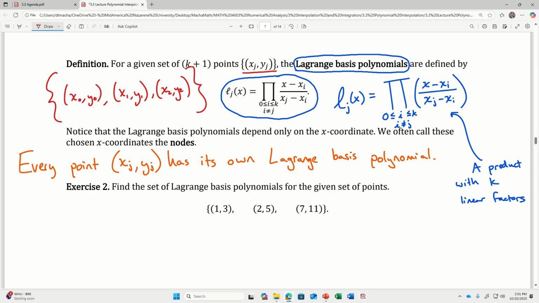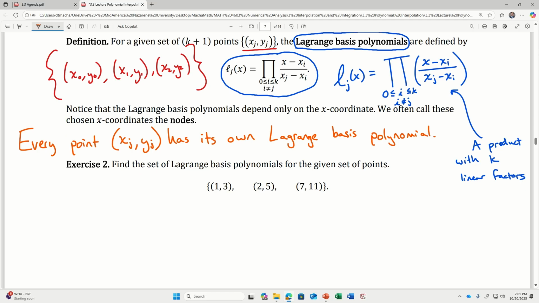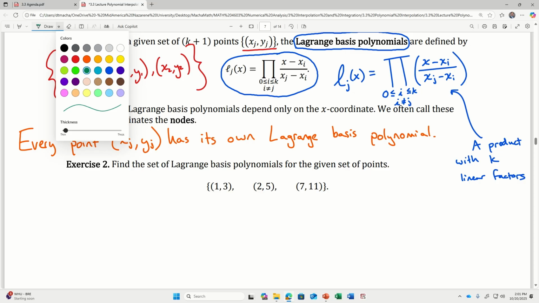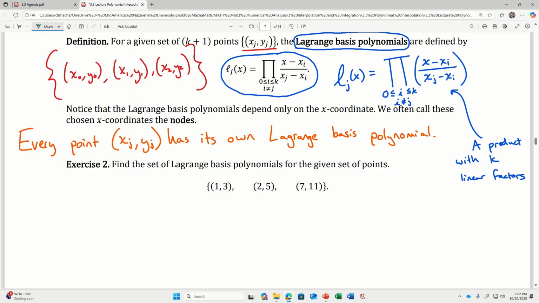So there's k plus 1 of these things. In exercise 2, it says find the set of Lagrange basis polynomials for the given set of points. In this, I have 3 points, which means that k plus 1 is equal to 3, and there's going to be 3 Lagrange basis polynomials. I'm not going to write that out. There's going to be 3 Lagrange basis polynomials.